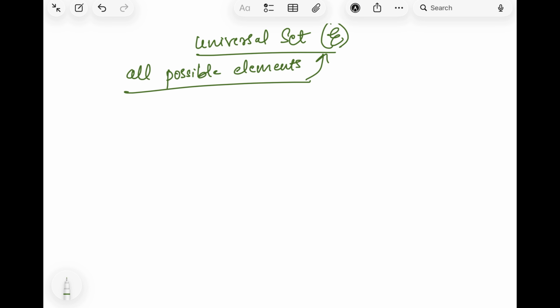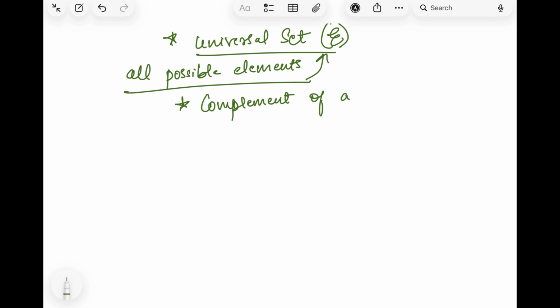Okay, so universal set has all the elements. If there are many elements, all the elements will be present in the universal set of that particular question. That is universal set. Next we will study complement of a set.